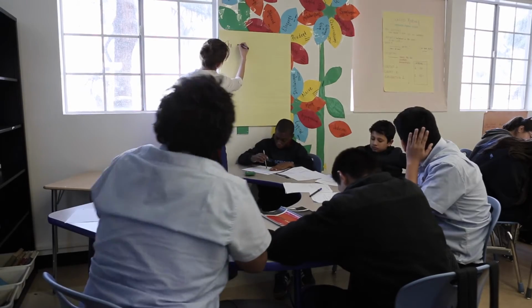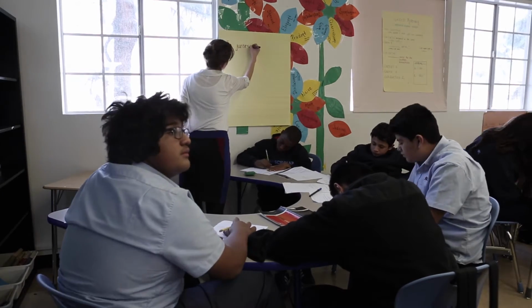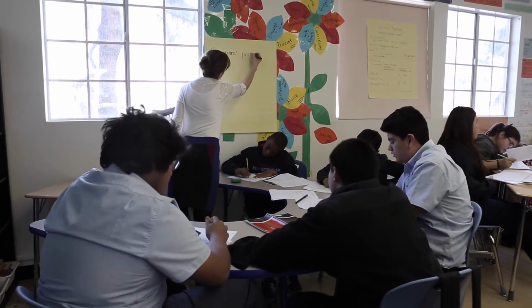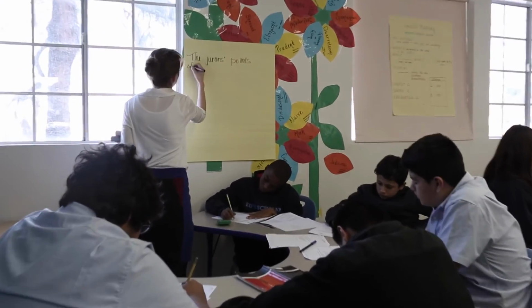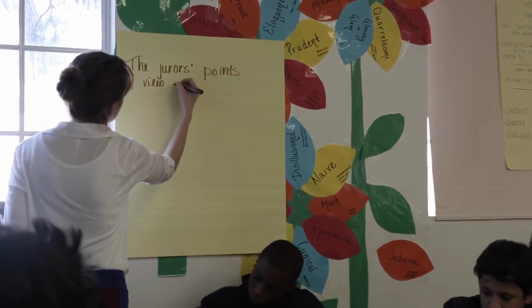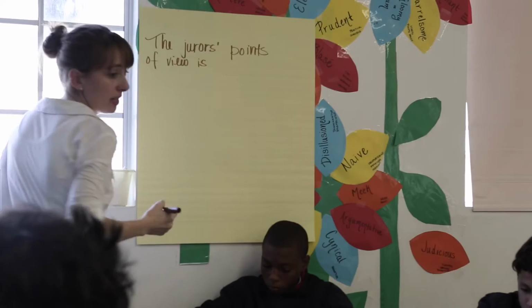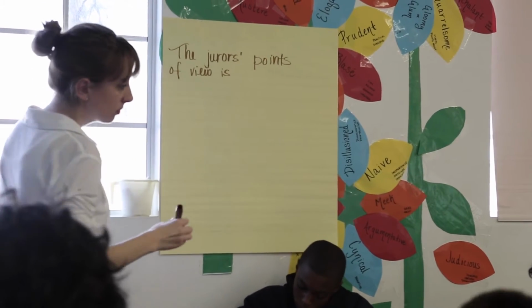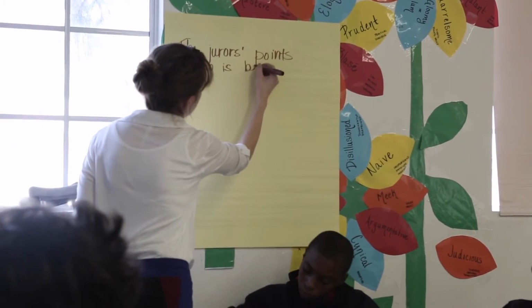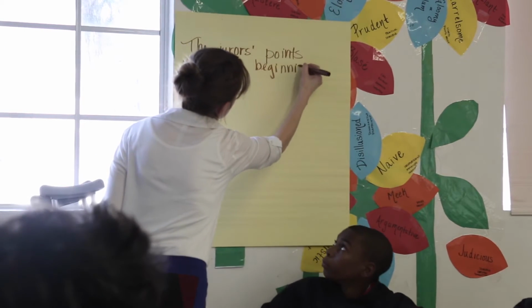The jurors' points, you can cross out, of view is what? What's beginning to happen with them? Romel? So I'm going to add is beginning to change.